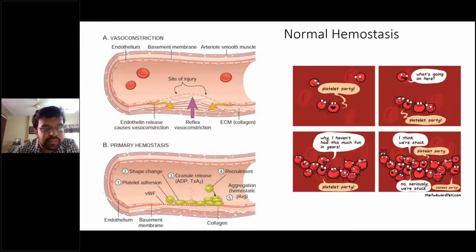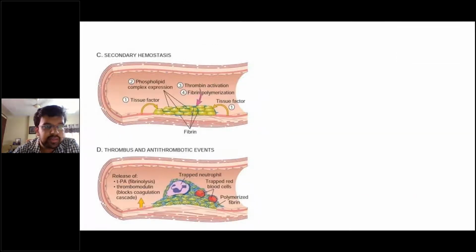So we have basically four steps. So one is vasoconstriction, second primary hemostasis, third secondary hemostasis, the coagulation cascade, and fourth the stabilization of the thrombus and the other antithrombotic events.